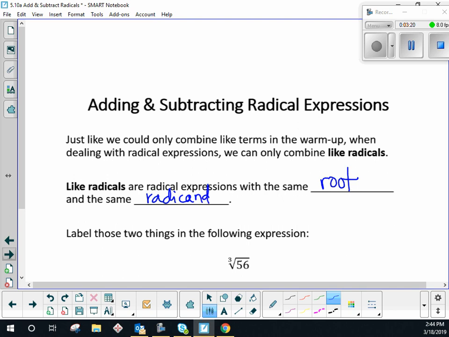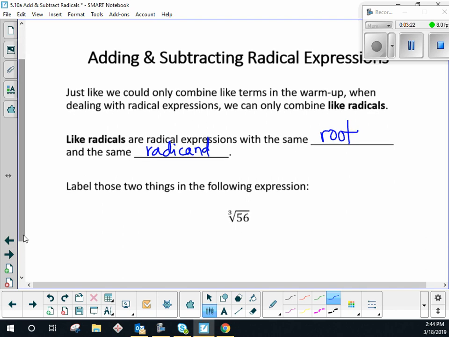The reason why I'm introducing this vocabulary word to you is that it's way better. It's easier to say radicand than to say the number under the radical, the number under the radical, the number under the radical. So in this example right here, this is just a little baby radical. Which of these numbers, 3 or 56, is the root? The 3, right? This is our work from before spring break. And the 56 is what we call the radicand. It's the number under the radical.